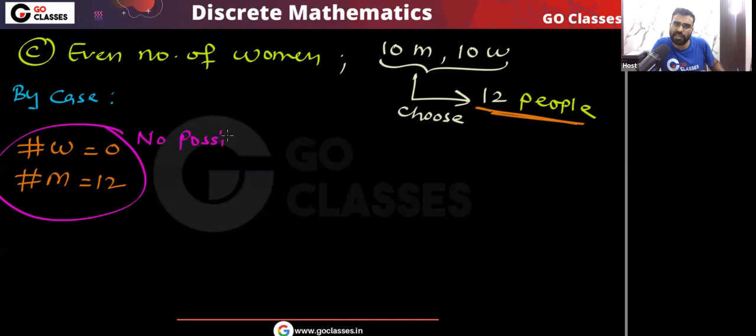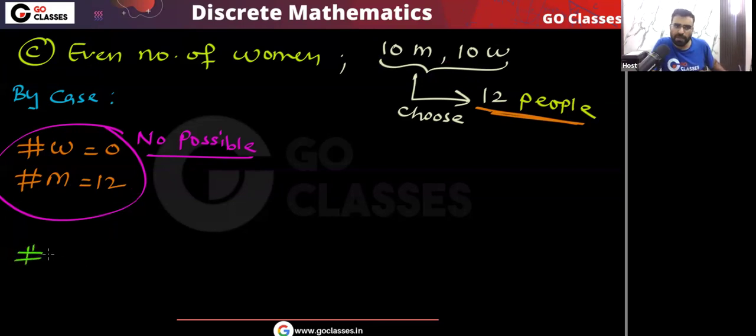What is the reason? Can anyone tell me? This case is not possible because total we want 12 people. So if we do not want any woman, then we need 12 men, but we only have 10 men. Remember, we only have 10 men and 10 women. So we don't have 12 men. So that is the reason this case is never possible, because number of men is already maximum 10. So we cannot have 12 men. So this case is definitely not possible.